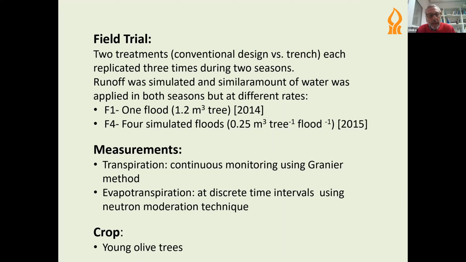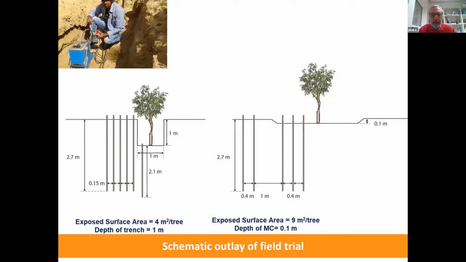We measured the transpiration of the trees using a Granier method. We estimated evapotranspiration by using neutron moderating techniques, and we carried out this trial on young olive trees because they are very important in arid zones. Here's a schematic description of the layout.